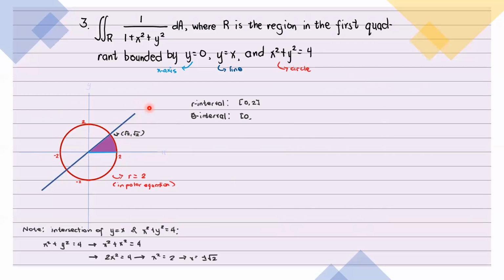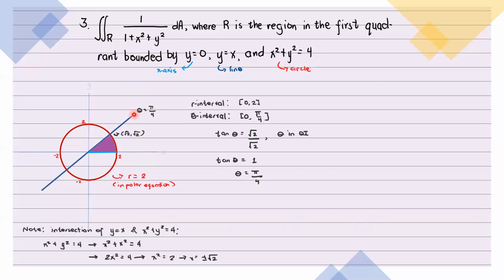So y equals x, si y ay r sine theta, si x ay r cosine theta. So if you take y divided by x, you get r sine theta over r cosine theta. Cancelled yung r. So we get sine theta over cosine theta. So that is tangent theta. So ibig sabihin nun, itong y, square root of 2, divided by itong x, square root of 2, ay equal lang sa tangent theta, where theta is in quadrant 1. Okay? Simplifying, we have tangent theta equals 1, so theta is equal to pi over 4. Hence, this is theta equals pi over 4. So our theta interval is from 0 to pi over 4.